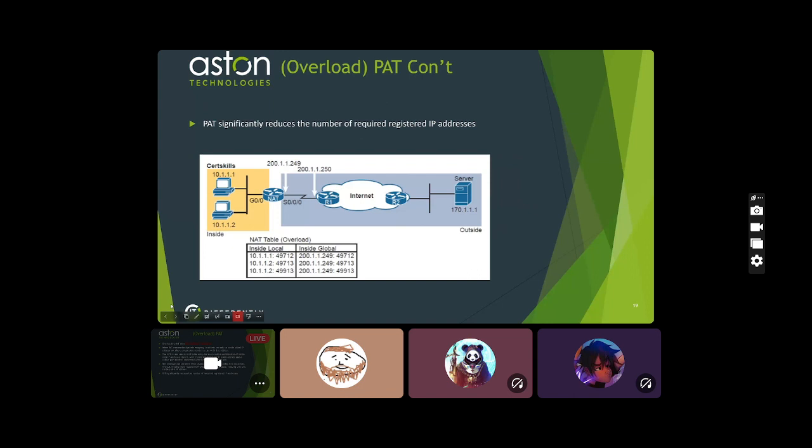Okay. So, PAT, very similar process. This guy is trying to talk to our server here, right? We make a stop at our NAT device. It records our inside IP address, inside local, meaning private. It assigns a port number to it. It translates it to a public IP address, which also has a port number assigned to it.